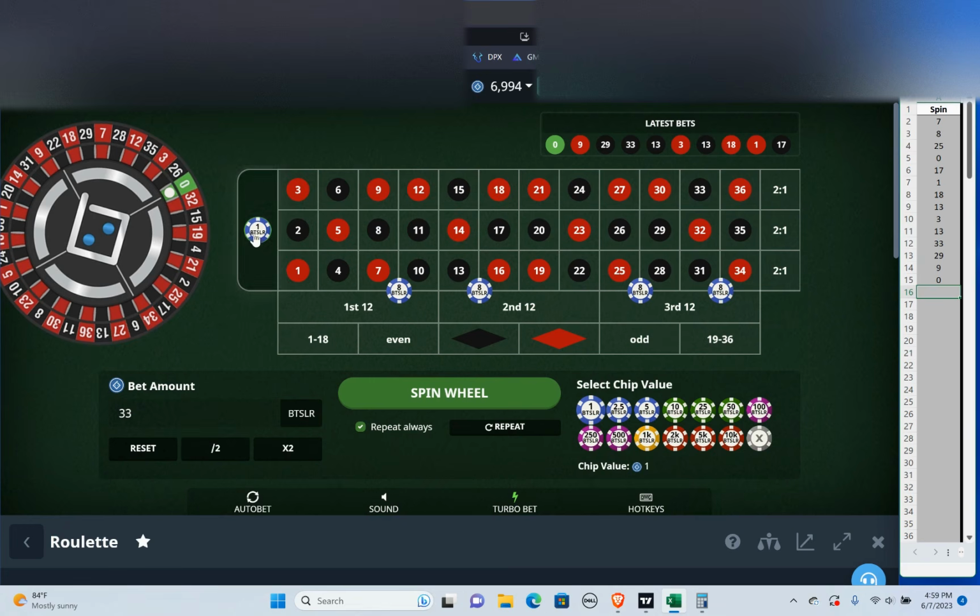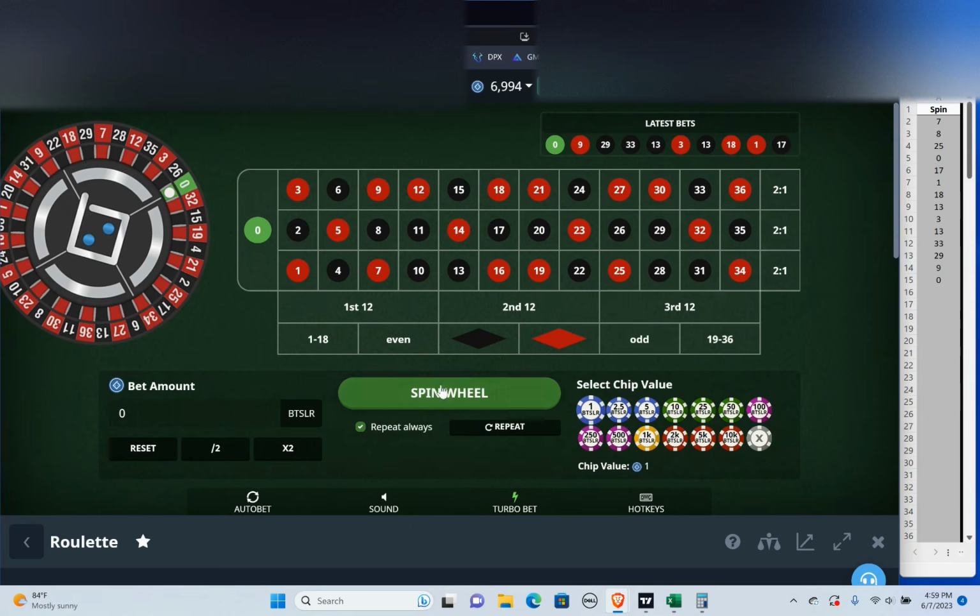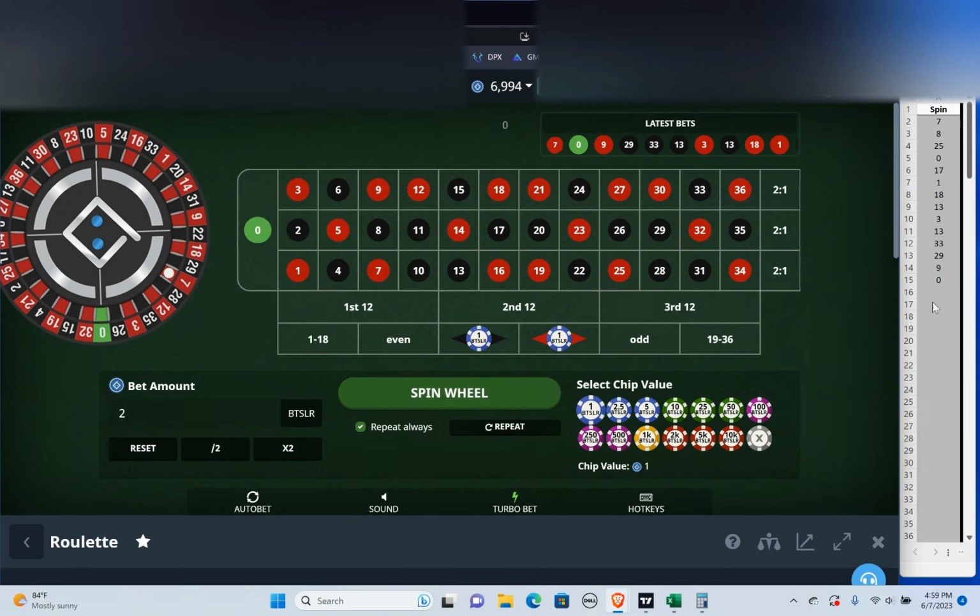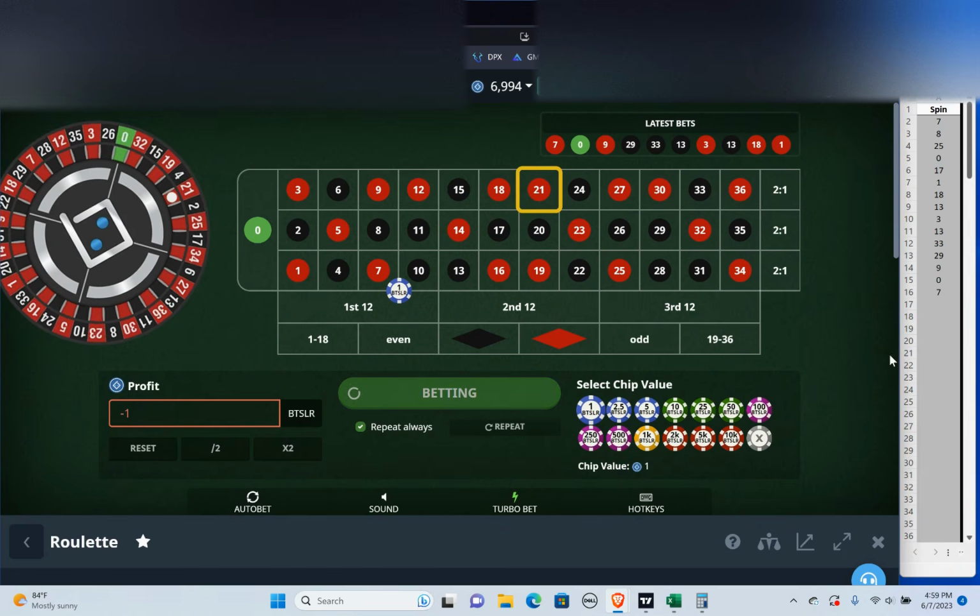Okay, but anyways, we hit that 0. We actually lost a little bit, but that's okay. So we'll start over, but we need a spin to get the double street. Okay, 1 unit on second double street. 21.